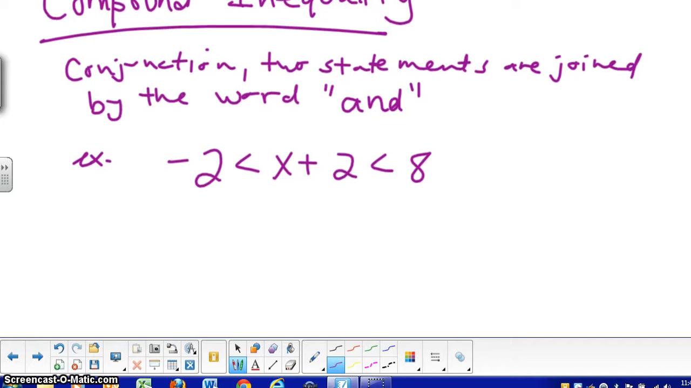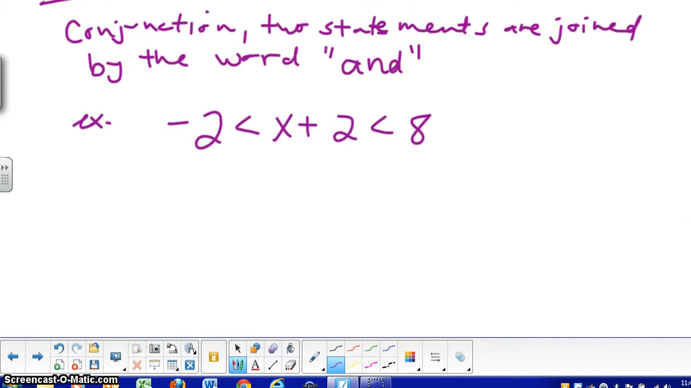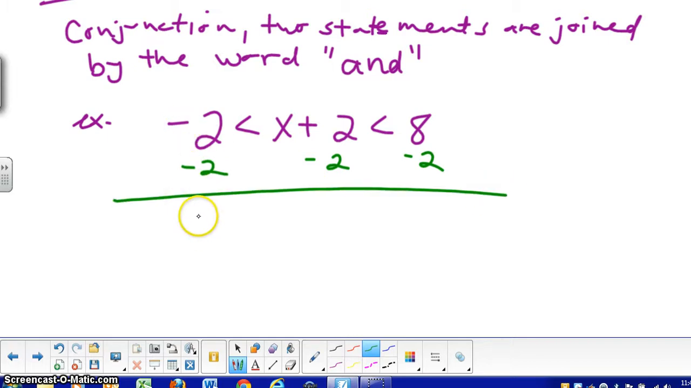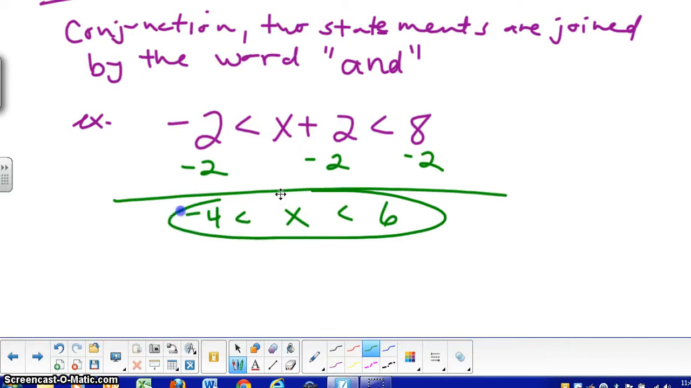When you have a compound, this means that two events are happening. So instead of just subtracting 2 from one side, we're going to subtract 2 from every single term. -2 and -2 make -4. The x is now all by itself, and positive 6 is on the right side. As you can see, we are still isolating the variable, but there's just an extra step involved. So your final answer is -4 < x < 6.